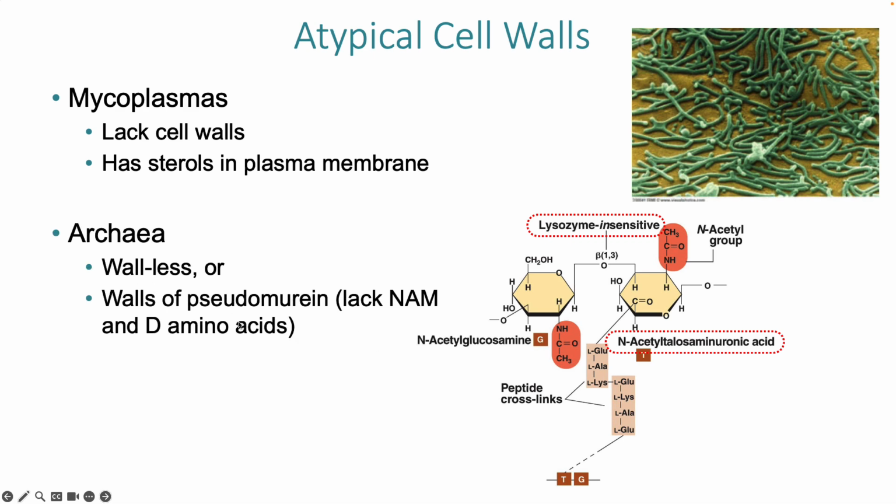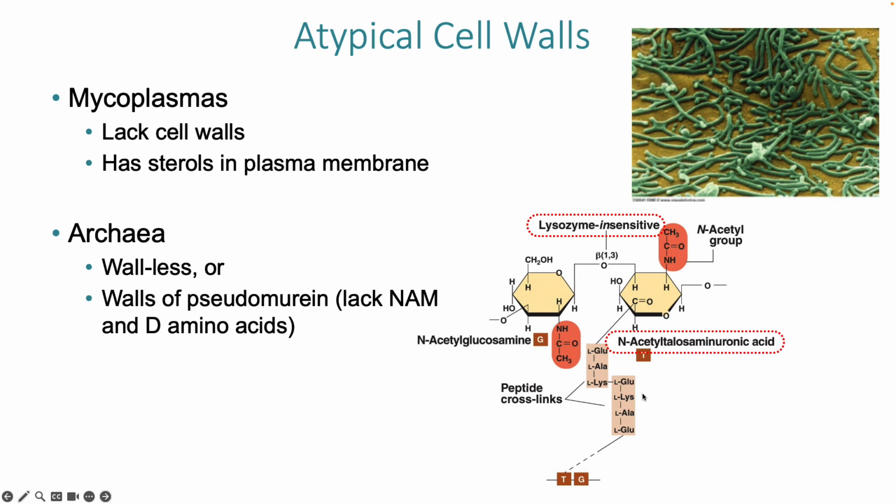Some of them have a cell wall made out of pseudomurein. So pseudomurein still has N-acetylglucosamine, but it does not have N-acetylmuramic acid. This has N-acetylalosaminuronic acid. I'm not going to ask you to pronounce that. It just doesn't have the same carbohydrates, so it's a different disaccharide. It also uses the L form of amino acids as the peptide cross-link bridges, whereas peptidoglycan uses the D form.